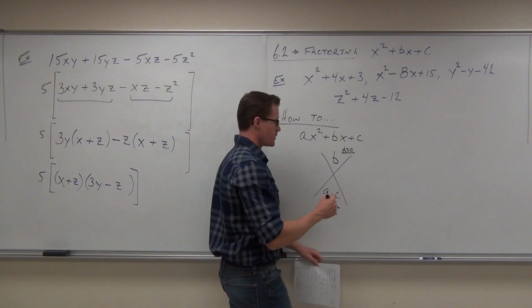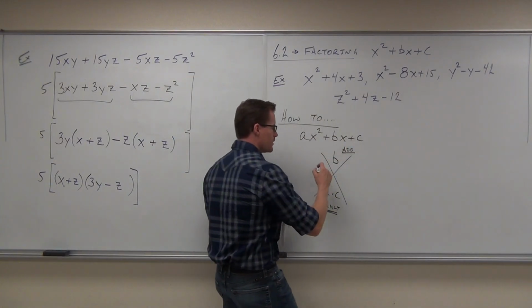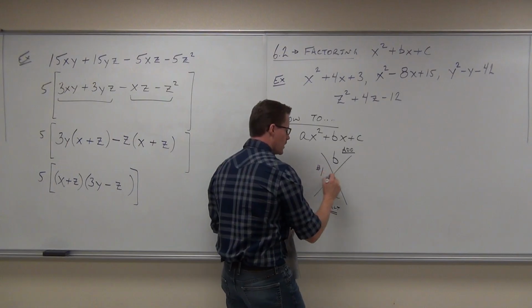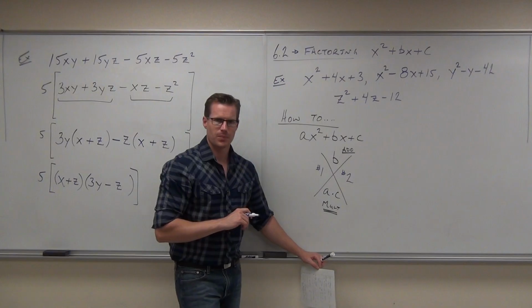So we're going to find 2 numbers. Let's just assume that we've done that. This would be your number 1, and this would be your number 2. You with me?